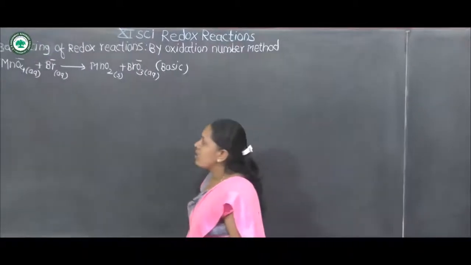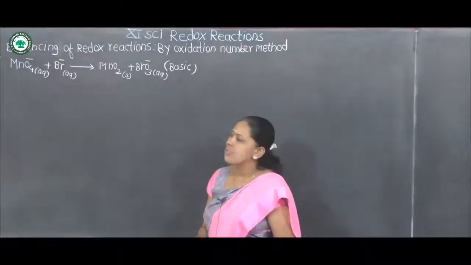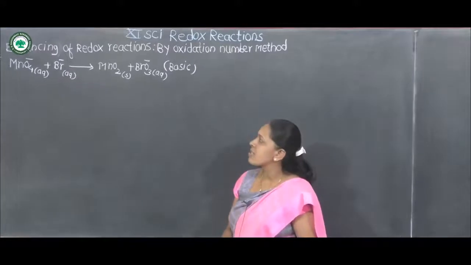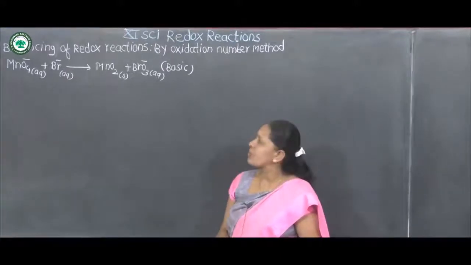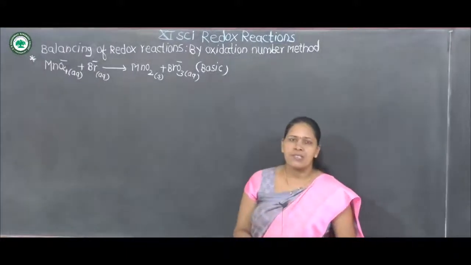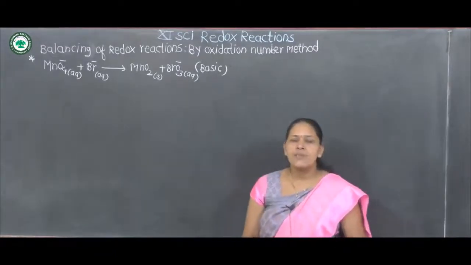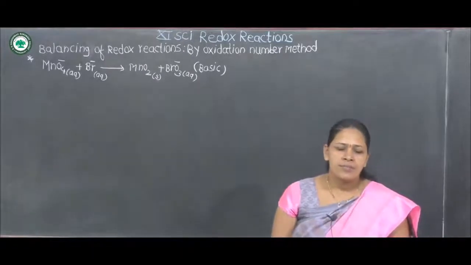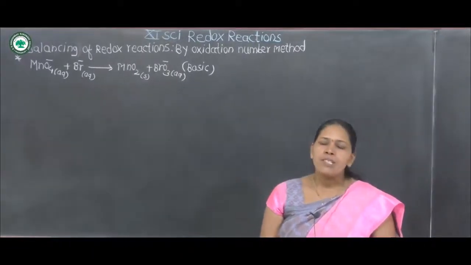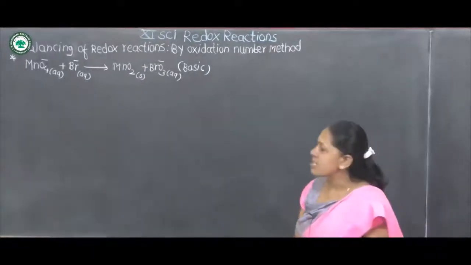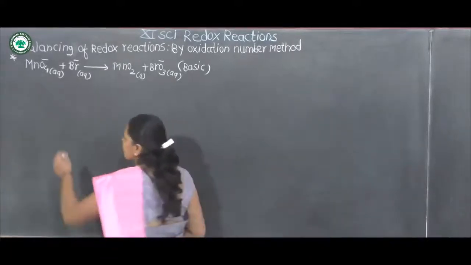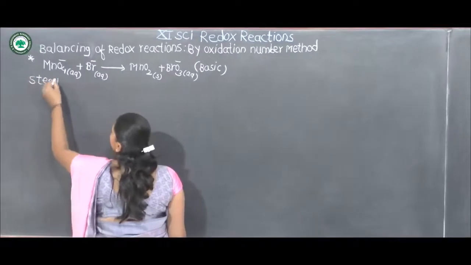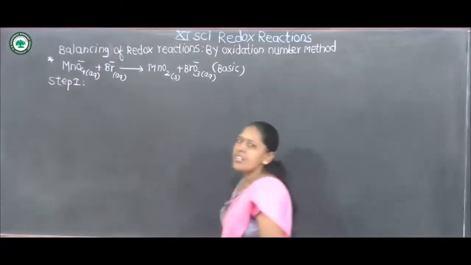The reaction is MnO4 minus plus Br minus, it gives MnO2 and BrO3 minus. This reaction occurs in basic medium. Then the steps involved in balancing of a redox reaction. Step first, what is the step first?